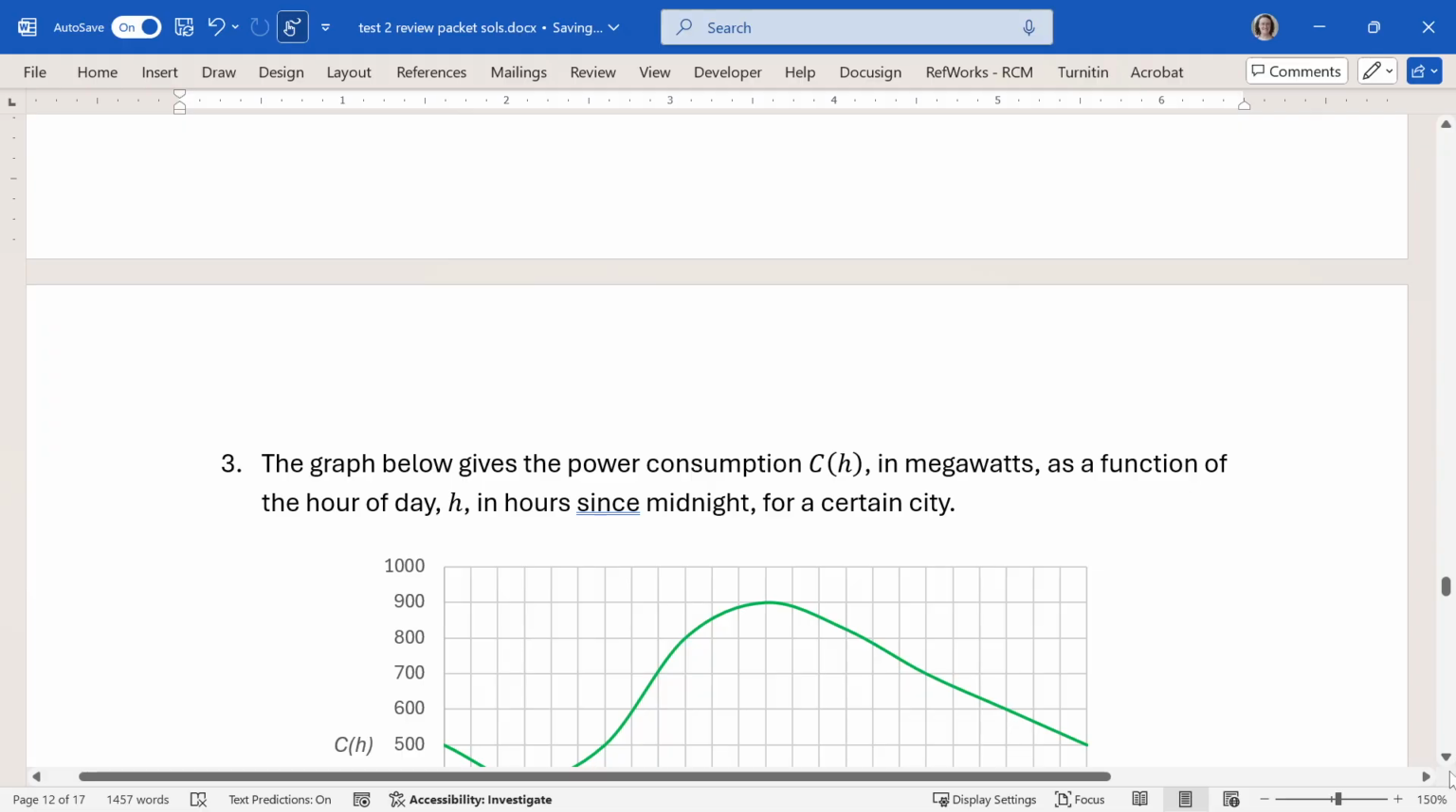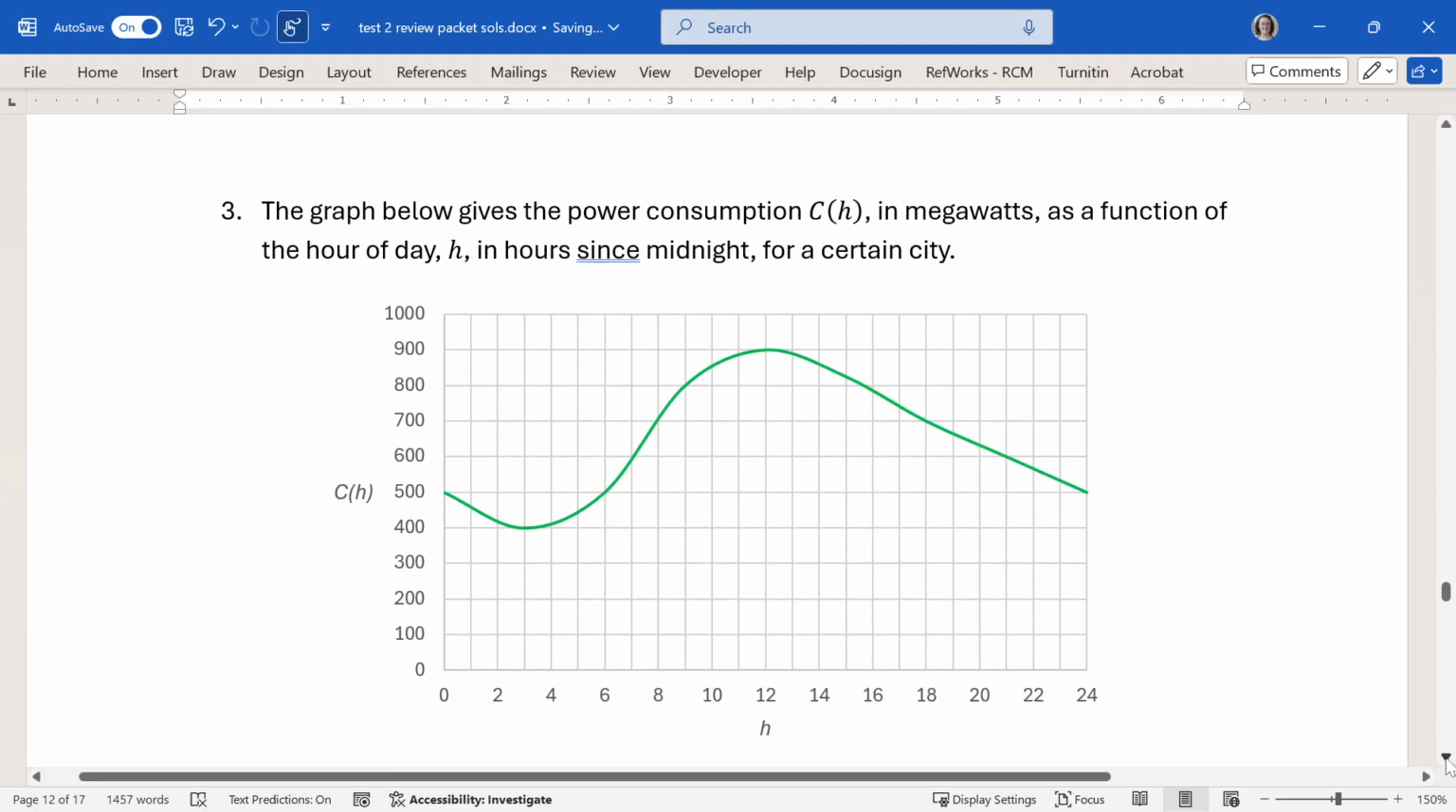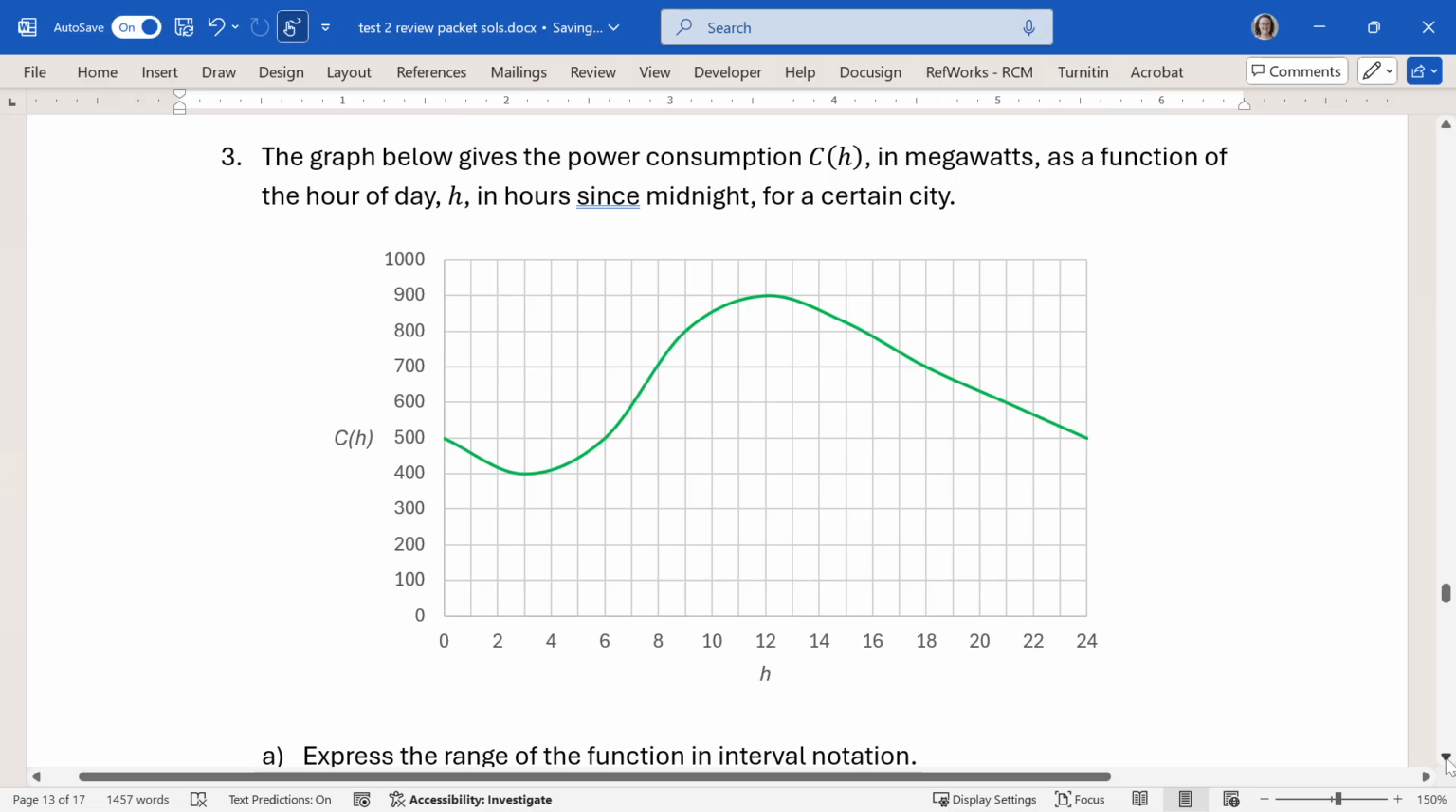All right, last question in this part. The graph below gives the power consumption C of H in megawatts as a function of the hour of day H in hours since midnight for a certain city. Okay, so midnight is over here on the left, and then noon is in the middle, and then midnight is again on the right here. So it should kind of meet up back over here. It's like circular.